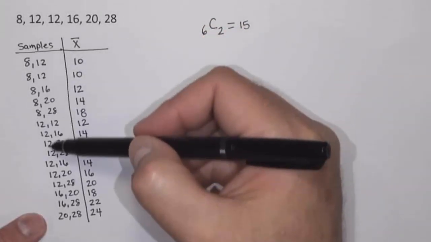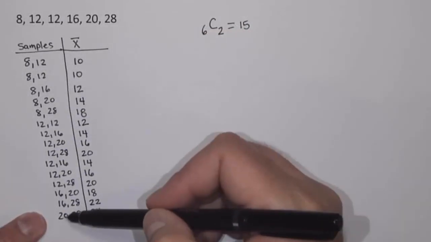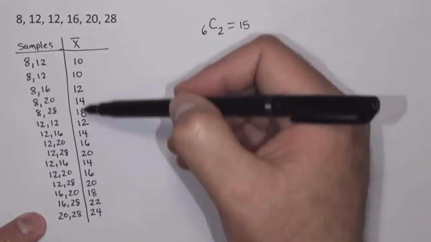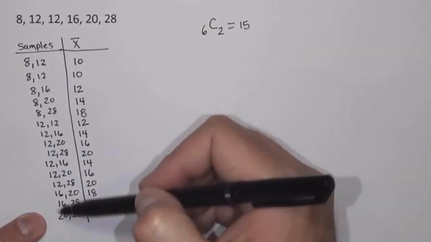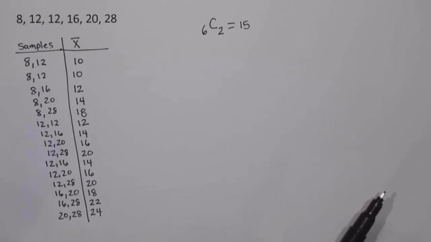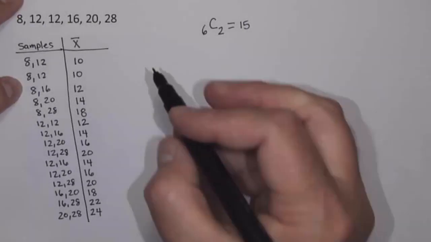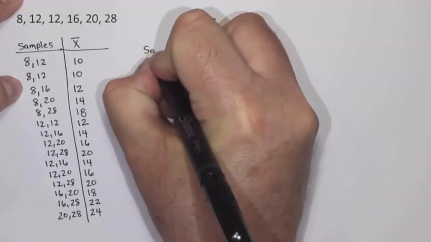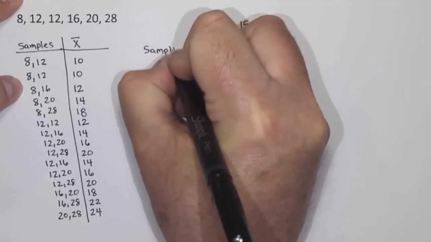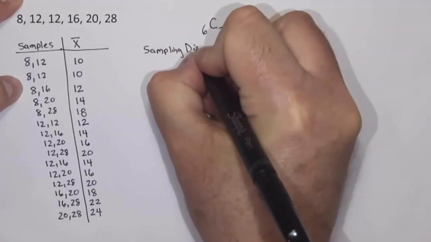So again, these are the 15 different samples that are possible, and these are the 15 x bars that we obtained from those 15 samples that are possible. So now we want to create a sampling distribution.